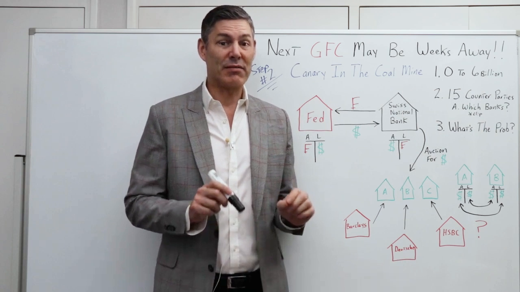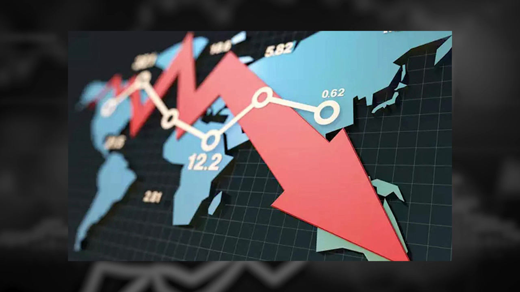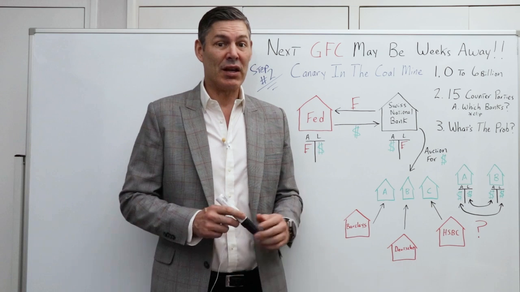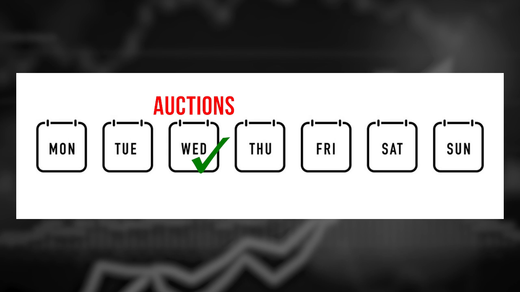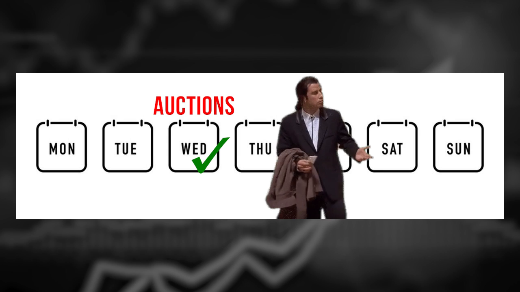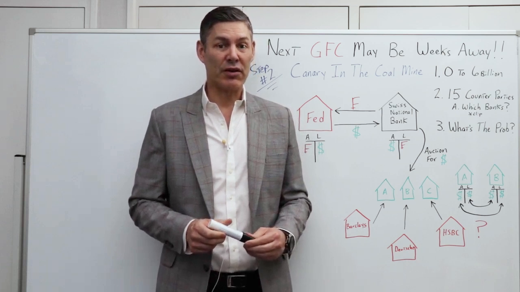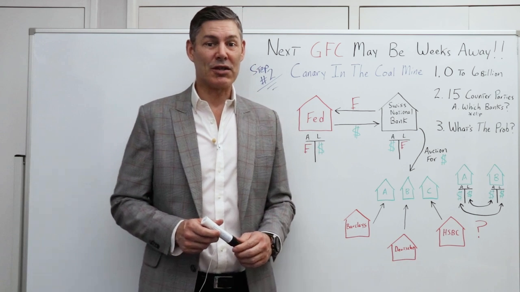And what does this mean for the probabilities of us going into a global financial crisis within the next few weeks? So like I said, these auctions happen once a week on Wednesdays, and usually there's no one that shows up. The banks don't need the dollars because they can produce the dollars themselves. More on that in just a moment.